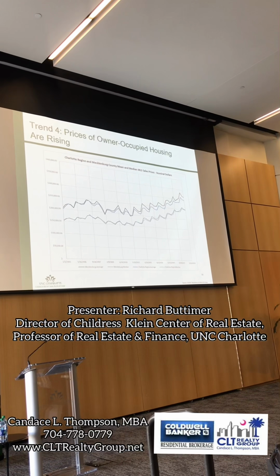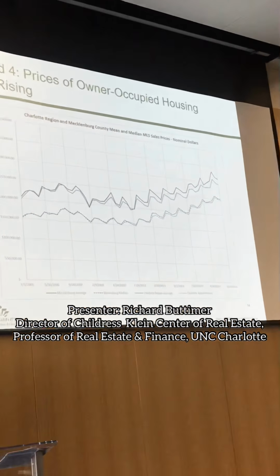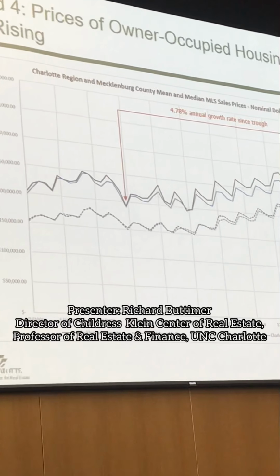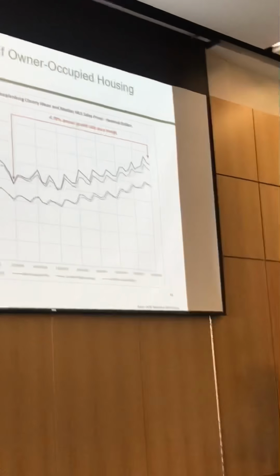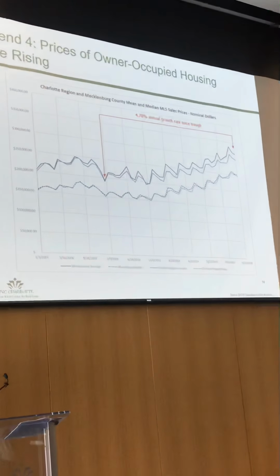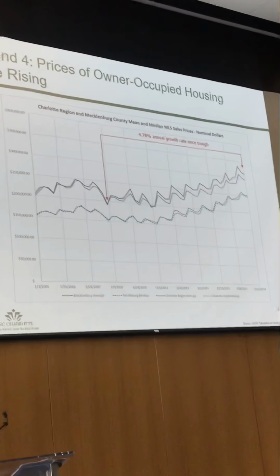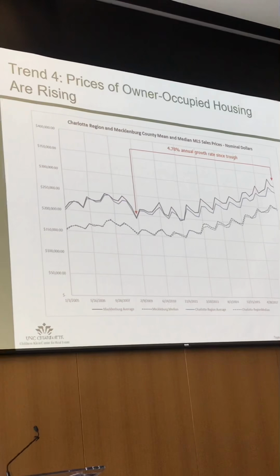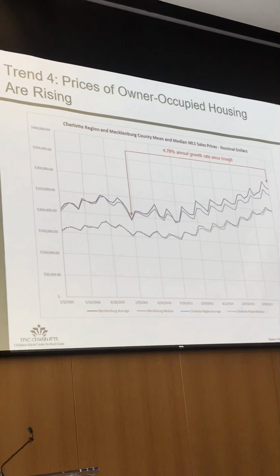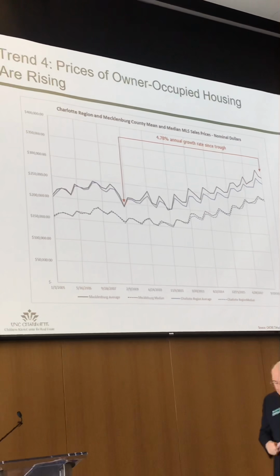Happening both in median and mean. They're accelerating now. In fact, if we go from the trough to today, in median, in nominal dollars, we've had 4.78% annual growth rate for the average home. The median's about the same. Okay? That's a lot. That's healthy growth.